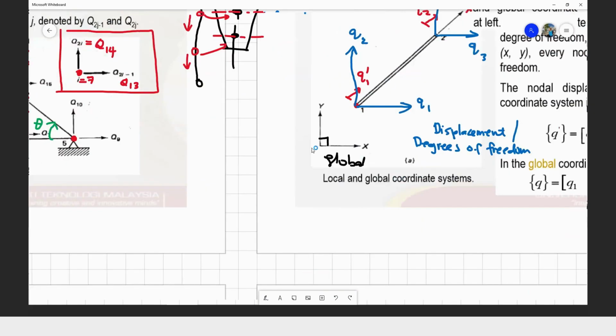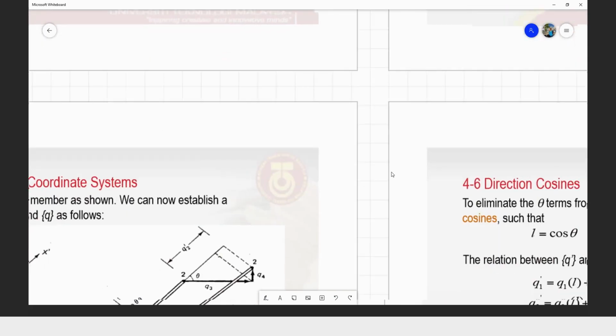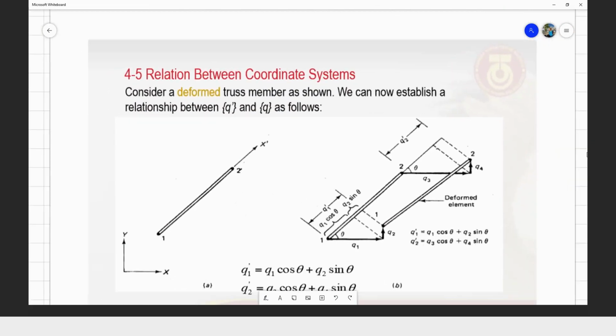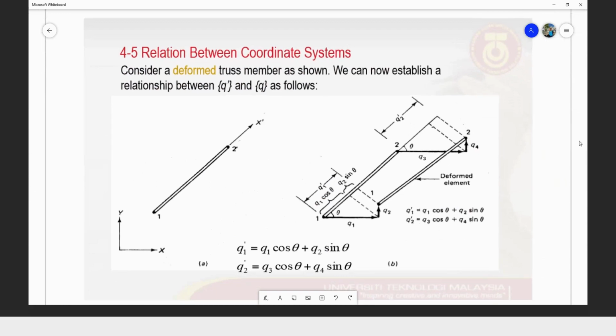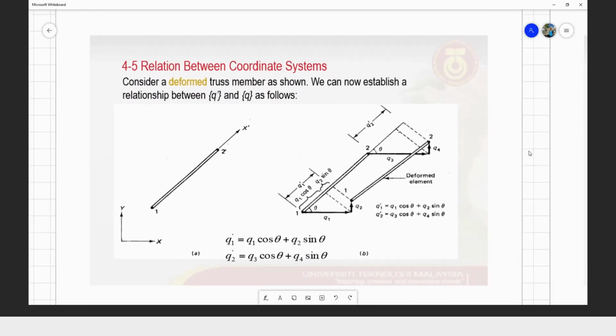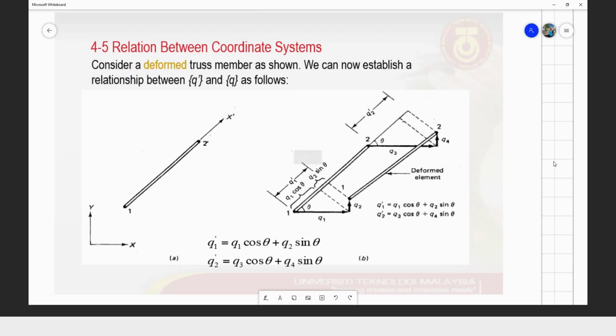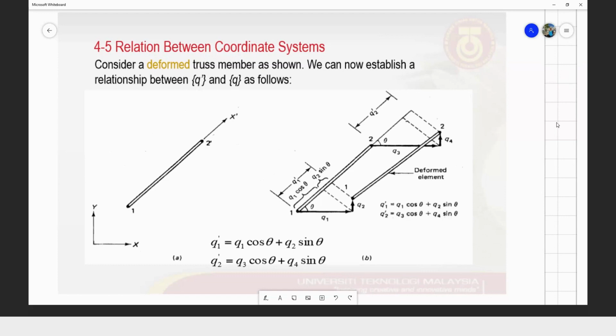So kalau ada apa-apa soalan, stopkan saya. Otherwise nanti takut saya just continue. Tak ada soalan, nanti takut saya assume kamu semua dah faham. Alright. Itu very straightforward saja.